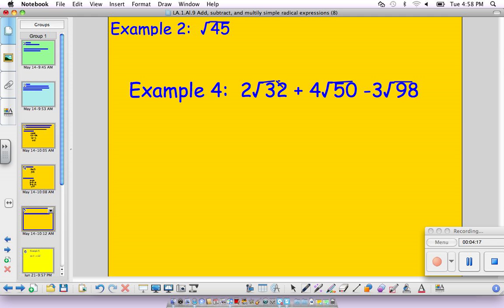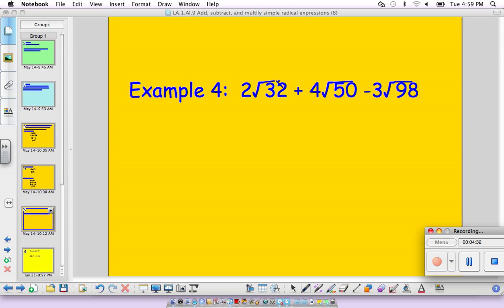Example 4. 2 times the square root of 32 plus 4 times the square root of 50 minus 3 times the square root of 98. We're going to break down each of these. When we're finished, we're going to combine like terms if possible.